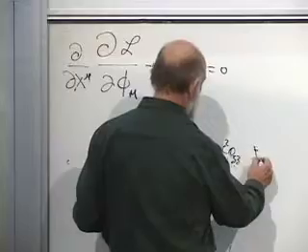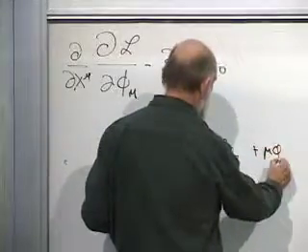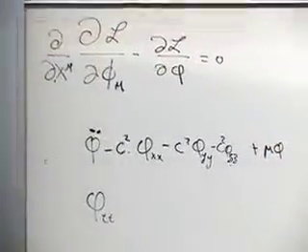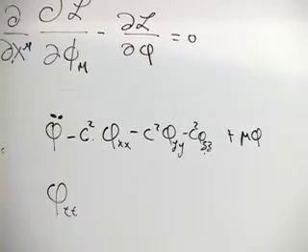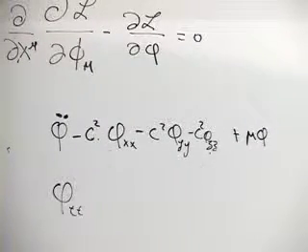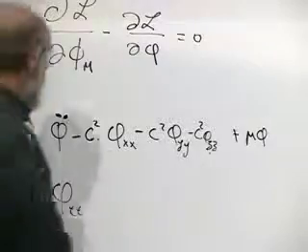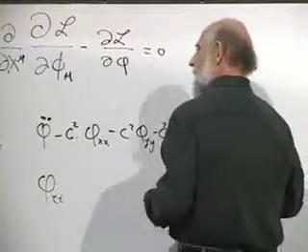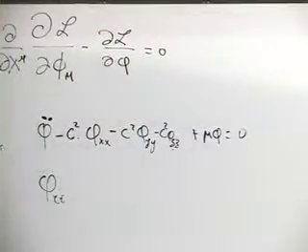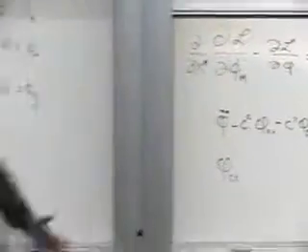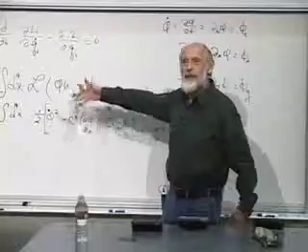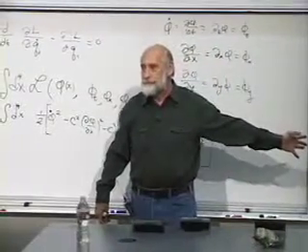Plus 2. Right? Equals 0. No, there isn't a half, because each one of these things was squared. So when you differentiate it, that's why the half is there. The half is there to avoid the half in the equation of motion.